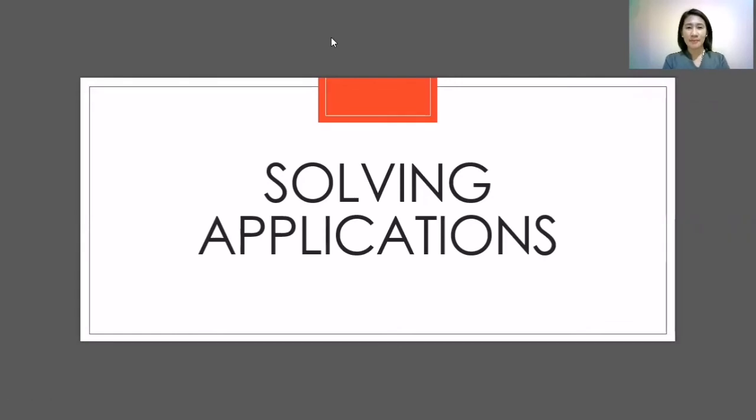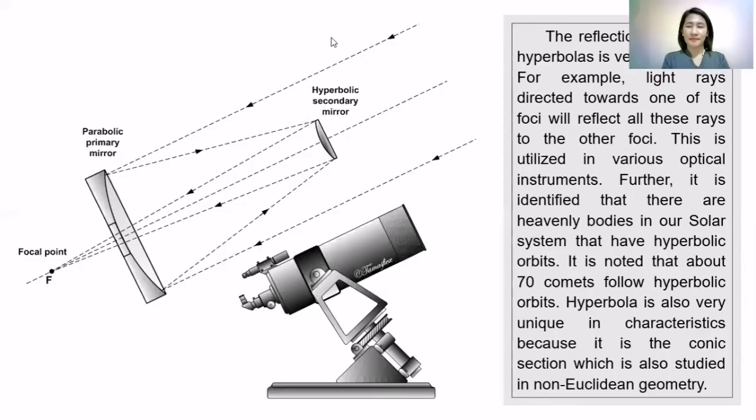Let us now have the solving applications for hyperbola. The reflection property of hyperbolas is very interesting. For example, light rays directed towards one of its foci will reflect all these rays to the other focus. This is utilized in various optical instruments. Further, it is identified that there are heavenly bodies in our solar system that have hyperbolic orbits. It is noted that about 70 comets follow hyperbolic orbits. Hyperbola is also very unique in characteristics because it is the conic section which is also identified in non-Euclidean geometry.